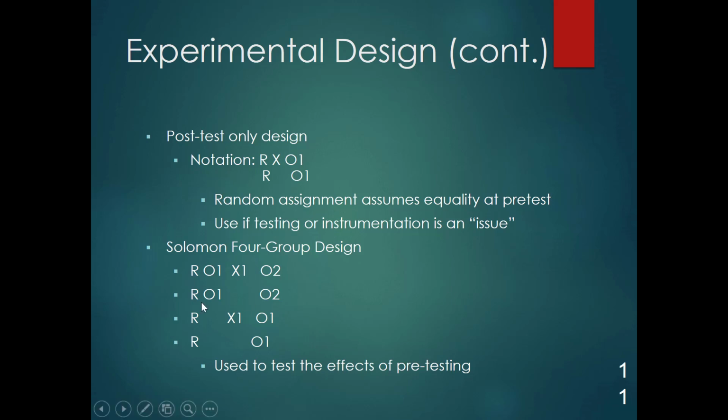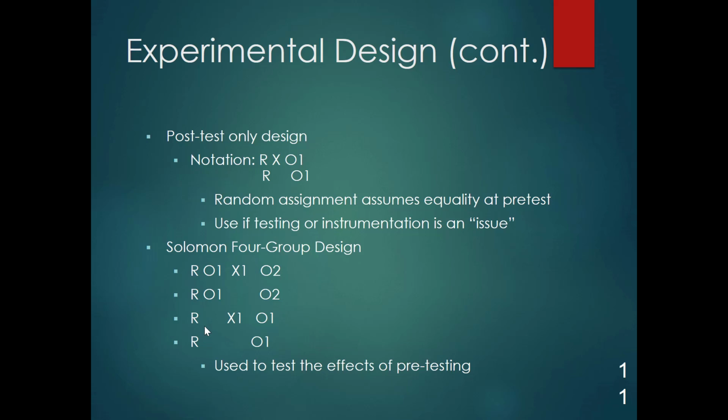So if you're looking at group 1 and group 3, group 1 has a pretest and group 3 doesn't have a pretest. So if the post-test for group 1 is different from the post-test for group 3, then we can assume that the pretest here did account for some of the differences, right? Because group 3 doesn't have a pretest. And since they both got the intervention, the only difference would have been the pretest.